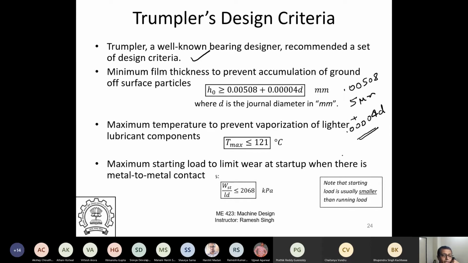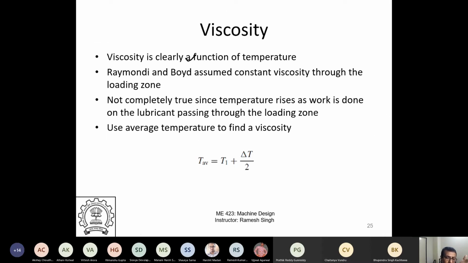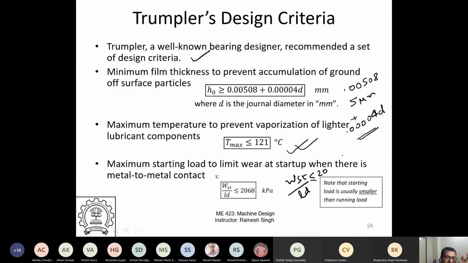Then he suggested that your maximum temperature should be less than 121 degrees centigrade, to ensure that your fluid film doesn't vaporize. And then he said that the maximum starting load, W start by L D, which is the starting pressure, should be less than or equal to 2068. Now you know why he has separate rules for starting and operational. This is only for starting, not operational load.